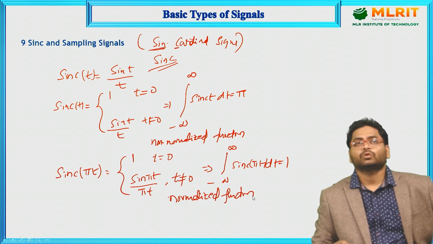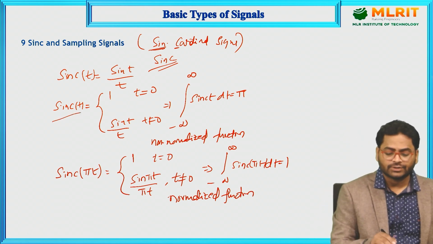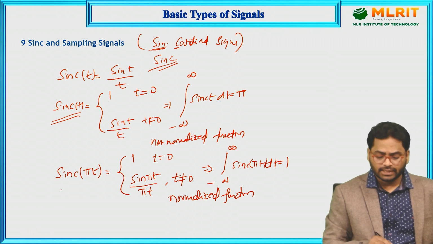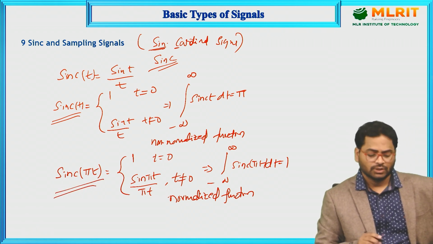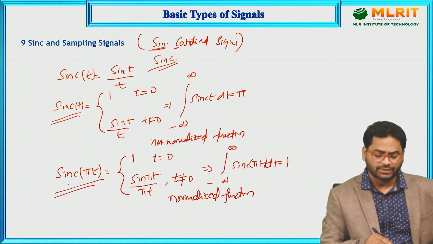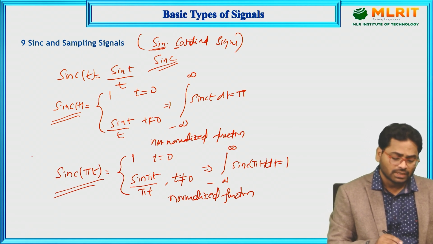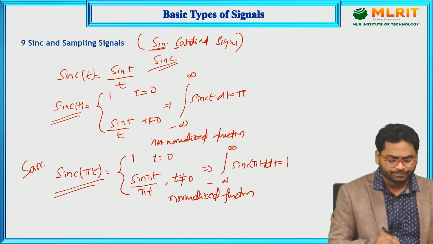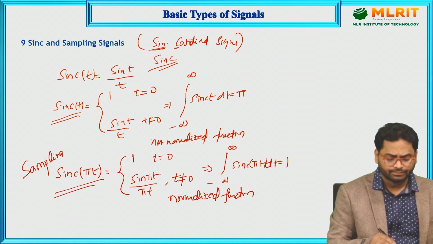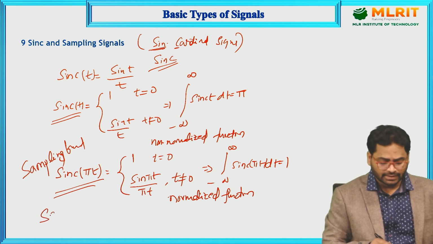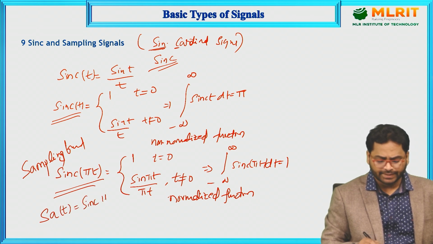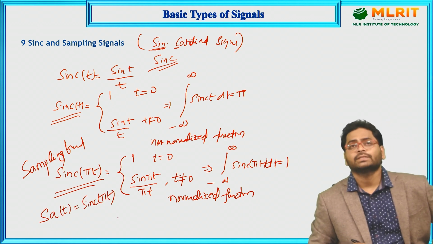Okay, these are the two functions. You can represent it as a sinc function without normalization and a sinc function with normalization. The normalized sinc function is also called the sampling function, and it can be represented as Sa of t. Sa of t means sinc pi t.